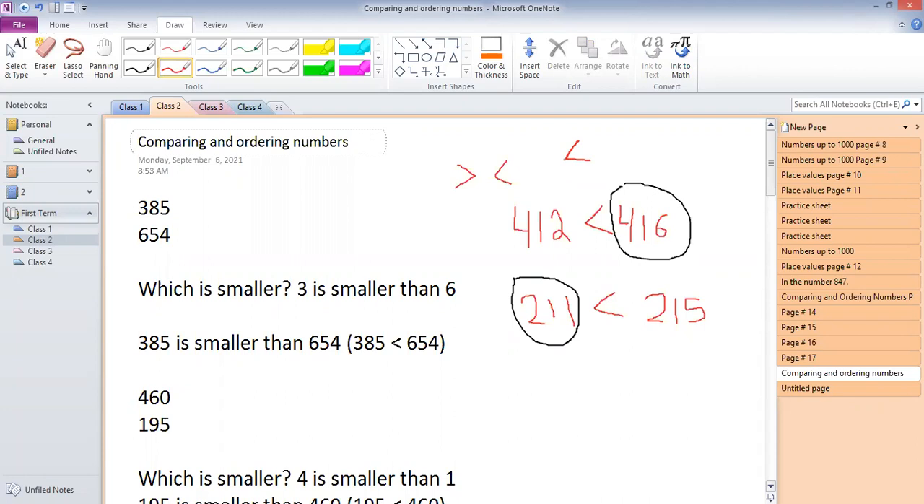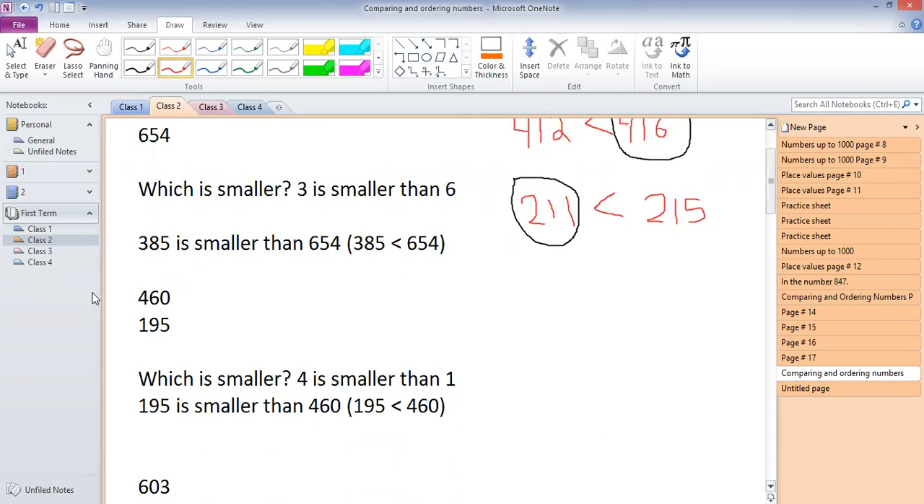Why this sign, guys? Because I told you that the sign always opens its mouth in front of the bigger number. So here 654 is bigger. That's why we will open its mouth in front of 654.